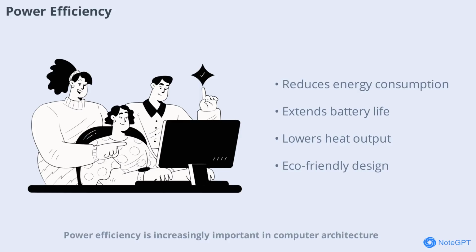Power efficiency is increasingly important in computer architecture, especially for mobile and embedded devices. Designers use techniques like dynamic voltage scaling, sleep modes, and efficient circuit layouts to reduce energy consumption. Lower power usage extends battery life and reduces heat, making devices more practical and environmentally friendly.